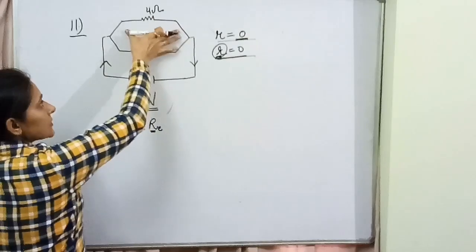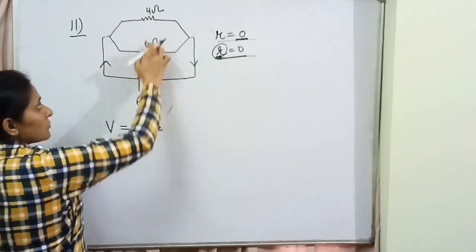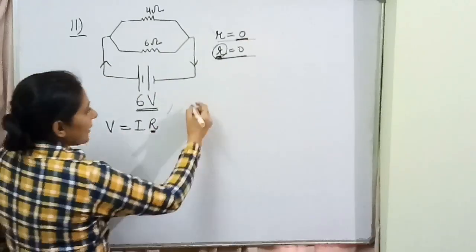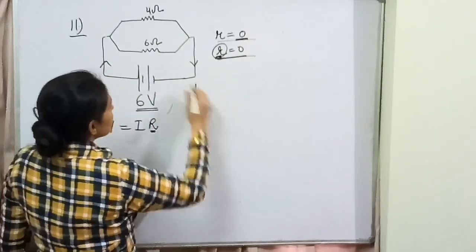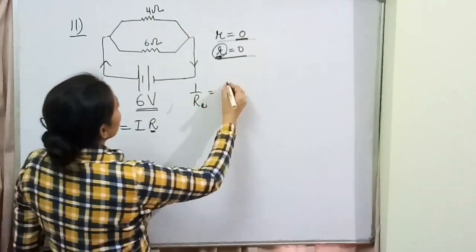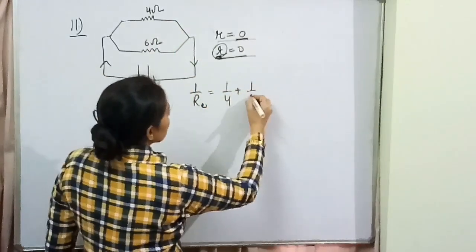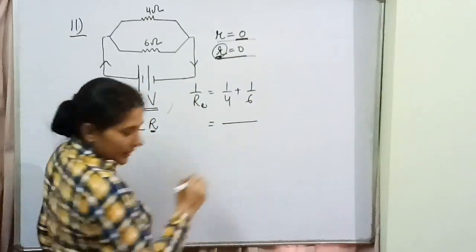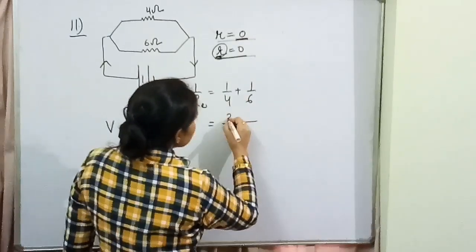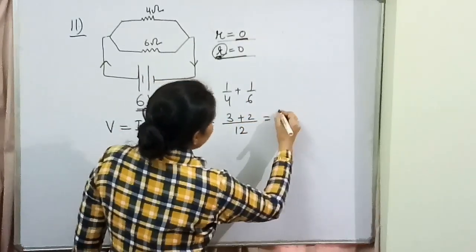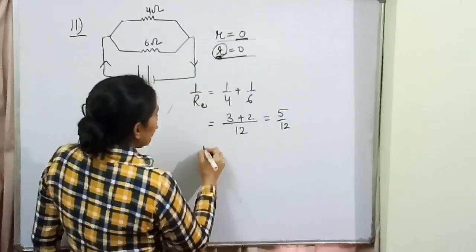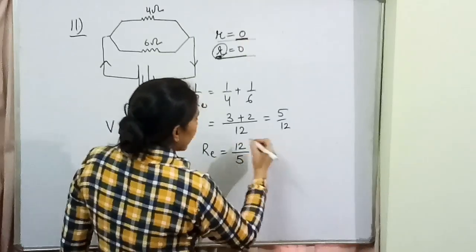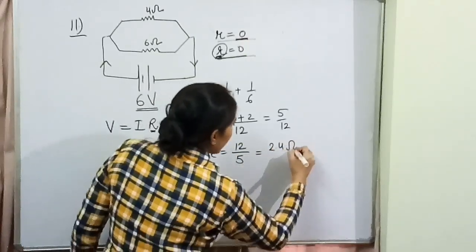This battery is providing current to the complete resistance setup, not just to one resistor. So how can we find R over here? We can find R equivalent. These two are connected in parallel, so that will be given by 1/4 plus 1/6. Taking the LCM of 4 and 6, that will be 12. This is 3 plus 2, that is 5/12. So R equivalent is equal to 12 by 5. You can solve it further, that is 2.4 ohms.